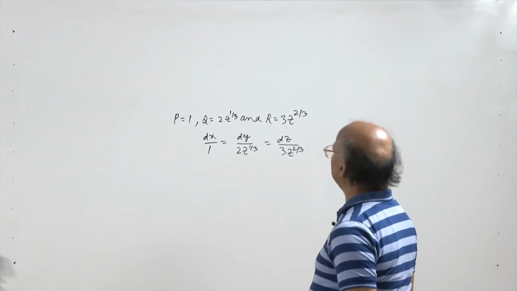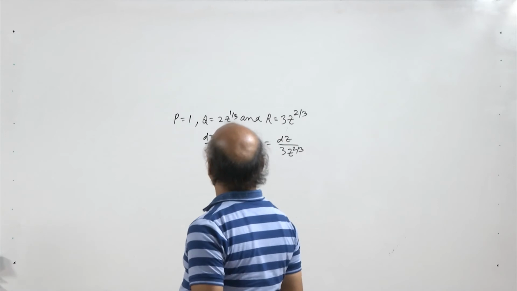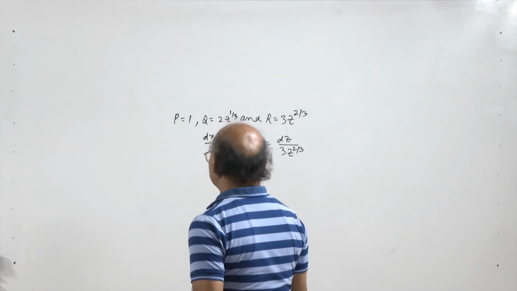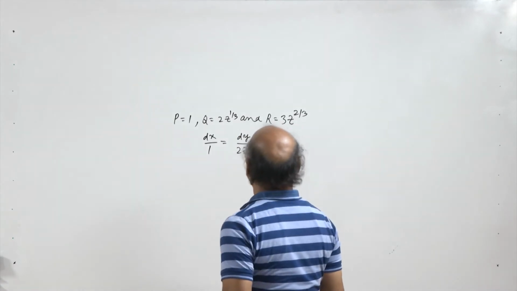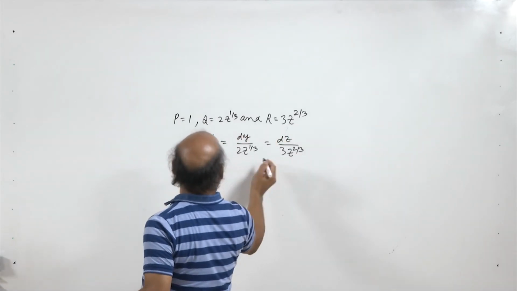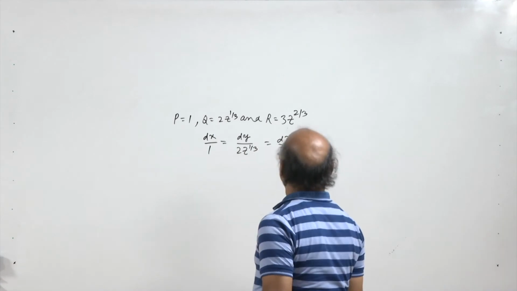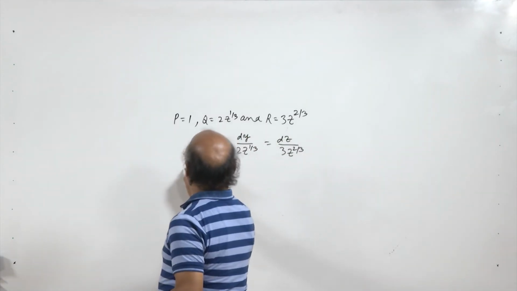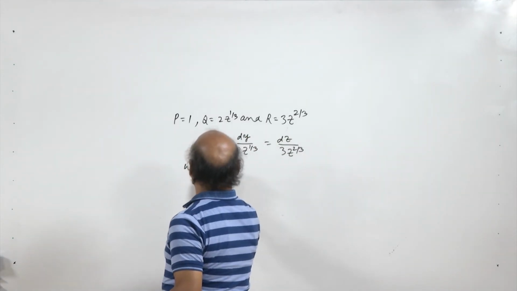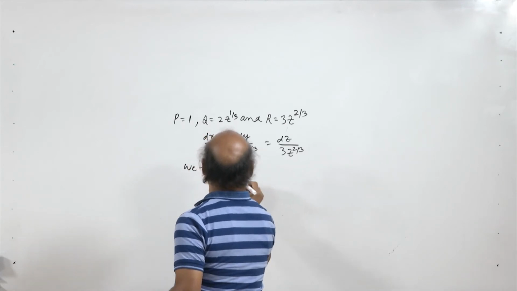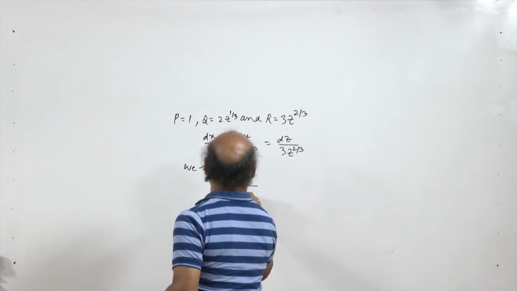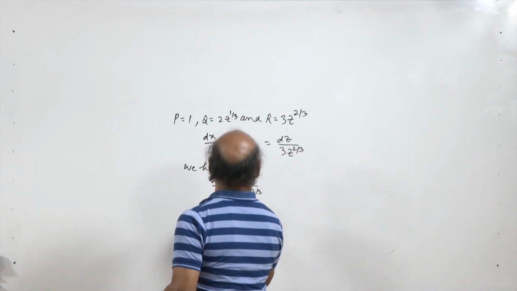Now our aim is to determine two independent integrals u equal to some constant and v equal to some constant from these subsidiary equations. So let us see, this is very simple, because we can apply the method of separation of variables. So we have, let us consider the equations dx over 1 equal to dz over 3 times z to the power 2 by 3.